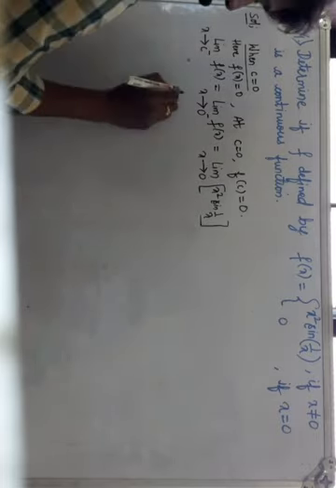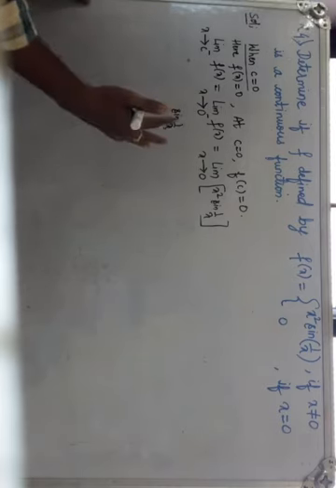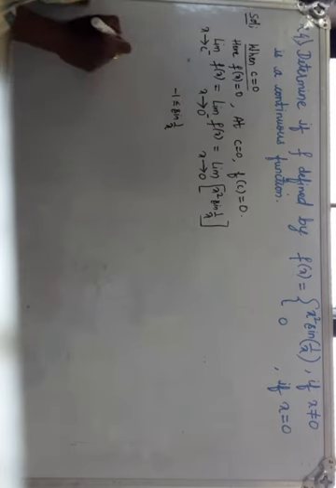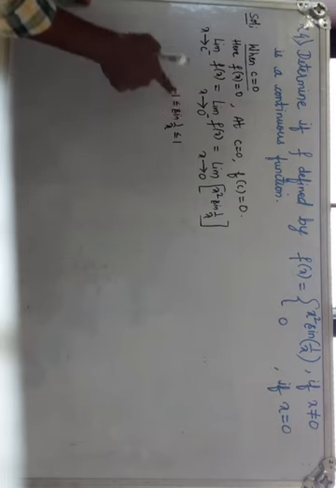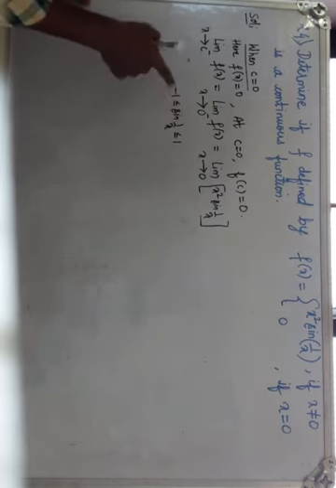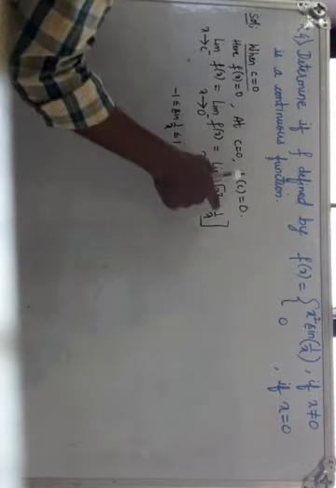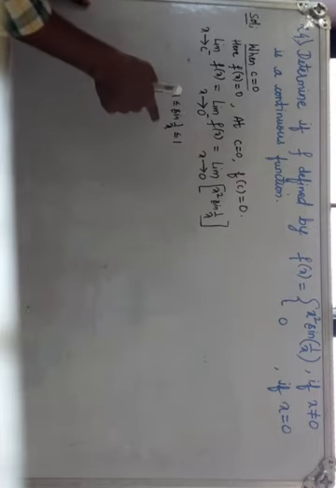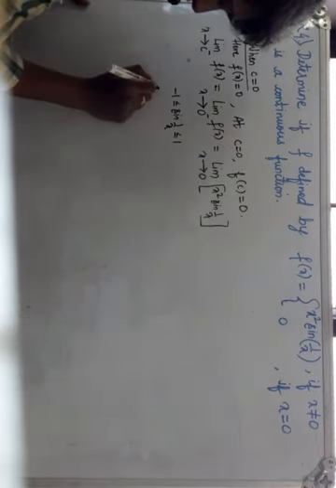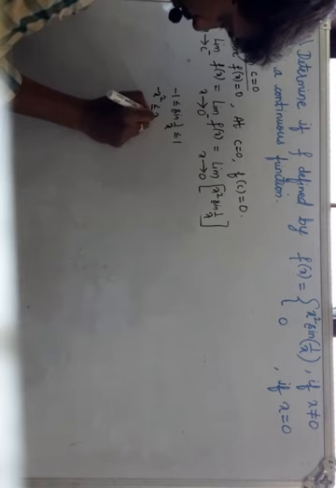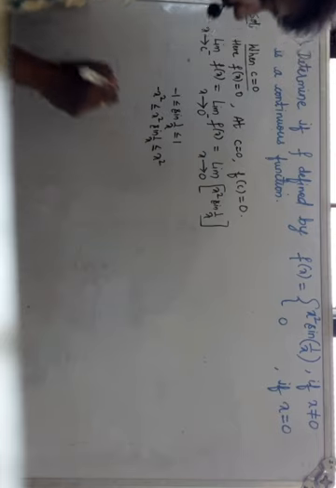First, consider sine of 1 by x. For the sine of any angle, the value lies between -1 and +1. So sine of 1 by x also lies between -1 and +1. But we want x square into sine of 1 by x, so multiplying this inequality throughout by x square, I get minus x square is less than or equal to x square into sine of 1 by x, which is less than or equal to x square.